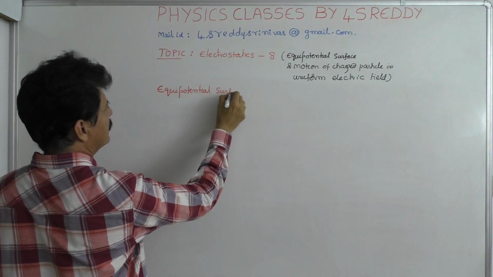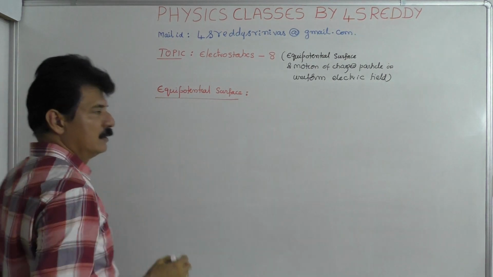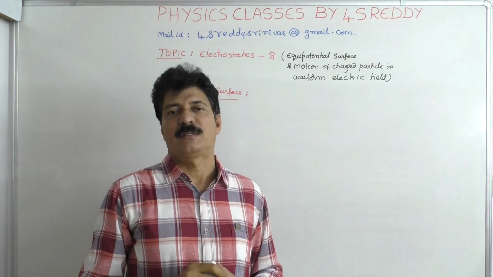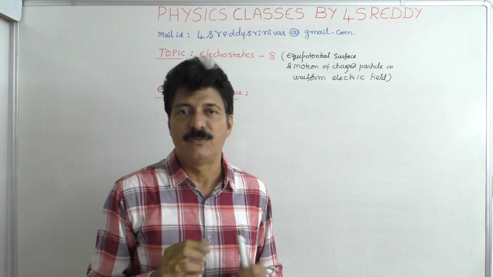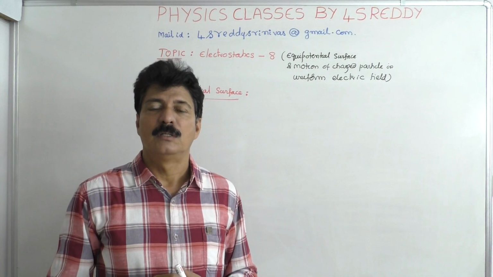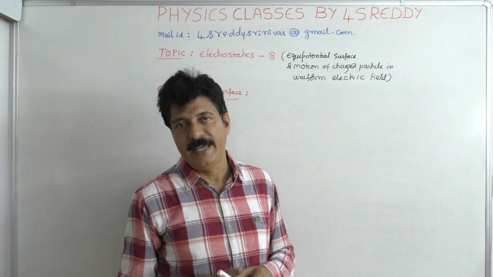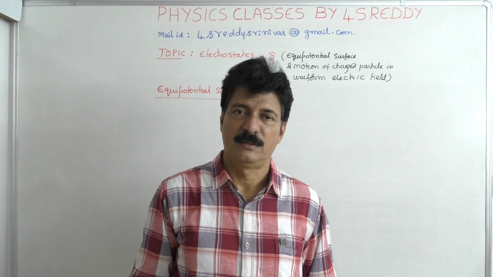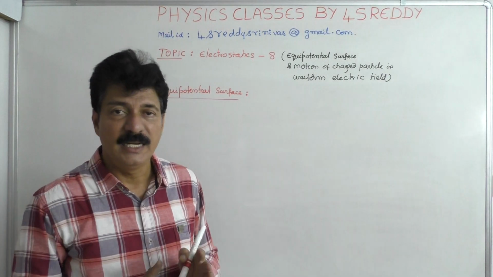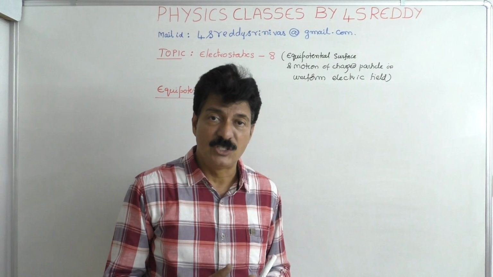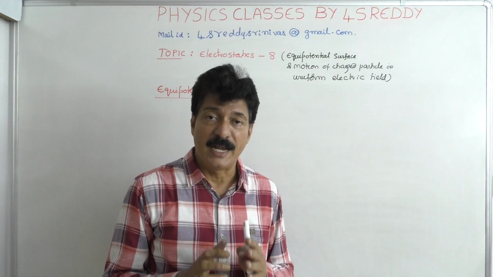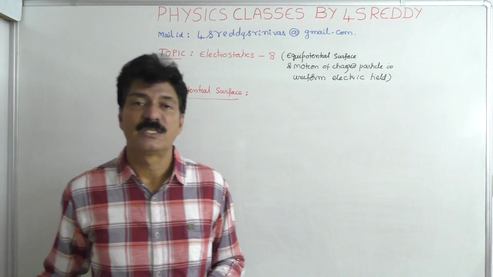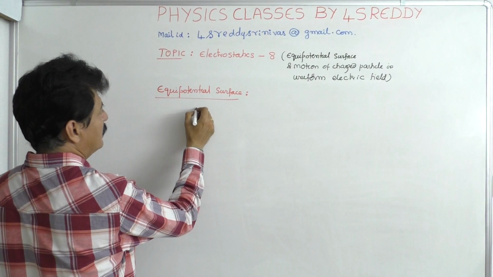Equipotential surface means a three-dimensional surface at which the potential at every point is the same. So it is a three-dimensional surface on which the electric potential at every point is the same, and it is called an equipotential surface.